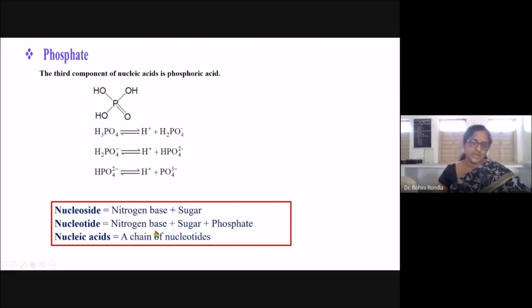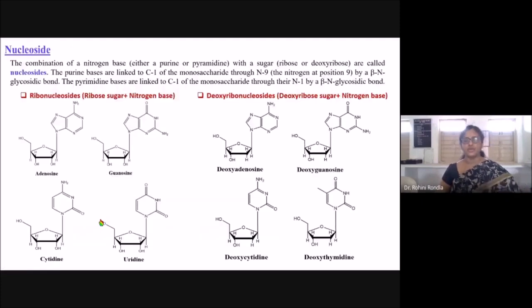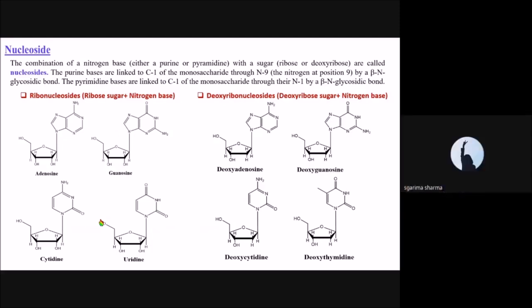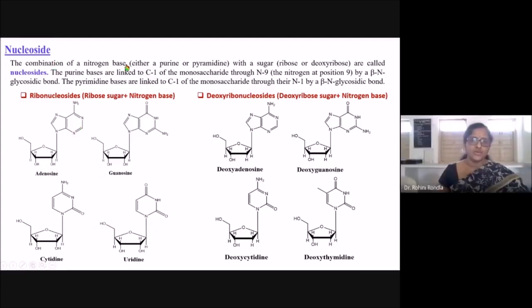Simplify it again. Nitrogen base and sugar, when we add these two, what do we call it? Nucleoside. Okay, let us see the types of nucleosides. What is a nucleoside? Tell me now. Sugar plus nitrogen base. Very good. The combination of nitrogen base and sugar is called a nucleoside.